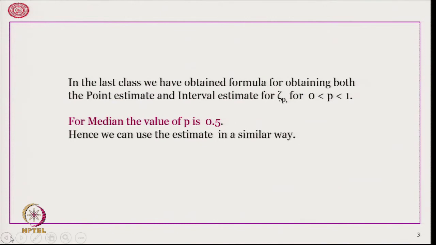In the last class, we have seen how to do zeta p for 0 less than p less than 1, and we have found out the point estimate and interval estimate for zeta p for any given p. When we are looking at median, then the value of p is 0.5. Therefore, effectively we can estimate median in a very similar way, the way we have done for any arbitrary p, by considering the value of p equal to 0.5.